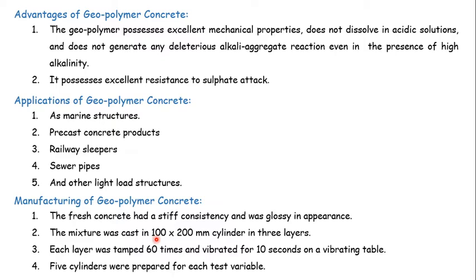The mixture was cast in 100 by 200 cylinders in 3 layers. We do not mix it on the ground, as is sometimes done with normal concrete; we mix it in a closed container. Each layer was tamped 60 times and vibrated for 10 seconds on a vibrating table. Five cylinders were prepared for each test variable, for testing and other purposes.